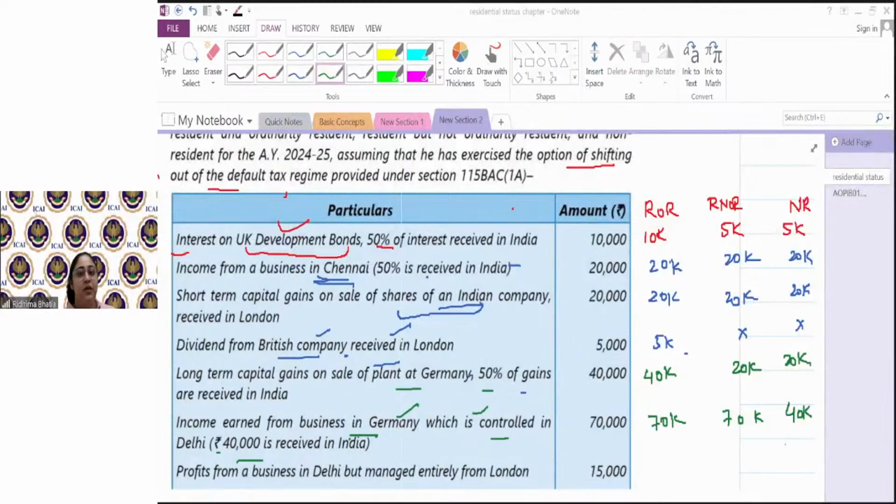एसिड जहीदा, पहले देखो इनकम डीम टू अक्रू और अराइज इन इंडिया है या नहीं. वो कब होगा? व्हेन कैपिटल एसेट इज सिचुएटेड इन इंडिया. यस, इट इज सिचुएटेड इन इंडिया. इट इज एन इनकम डीम टू अक्रू और अराइज इन इंडिया. और वेदर इट इज रिसीव्ड आउटसाइड इंडिया और नॉट डज नॉट मैटर. ओके, चलो ग्रेट, आगे बढ़े. परफेक्ट.